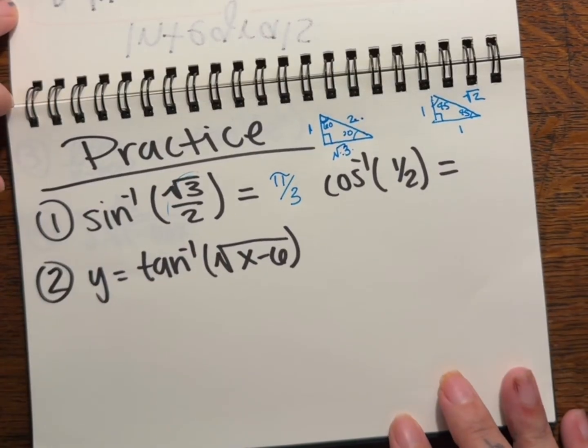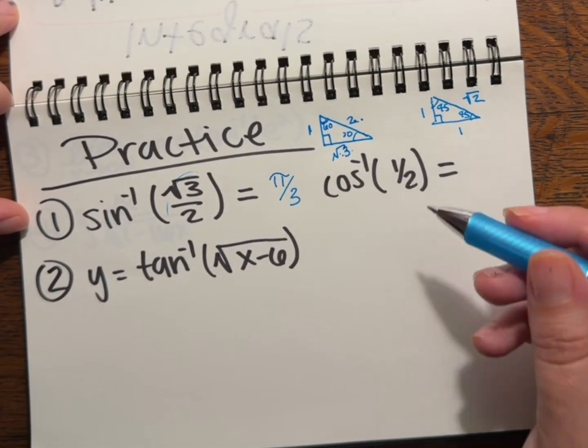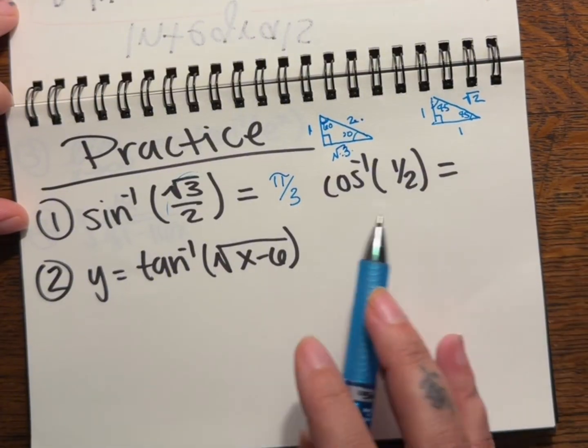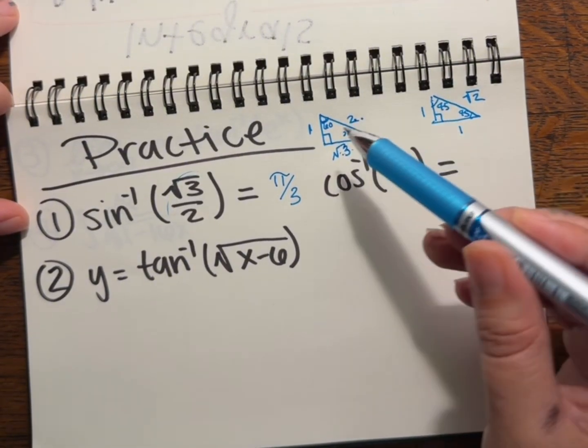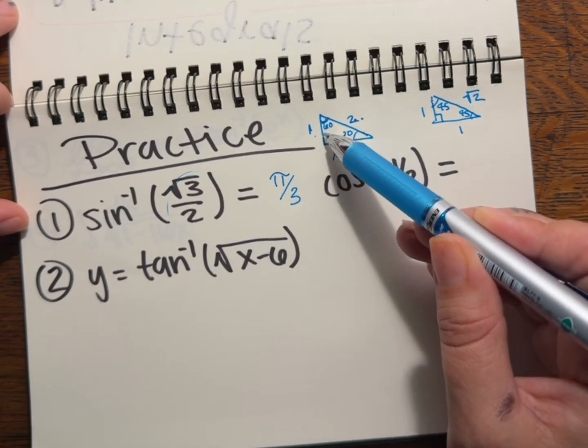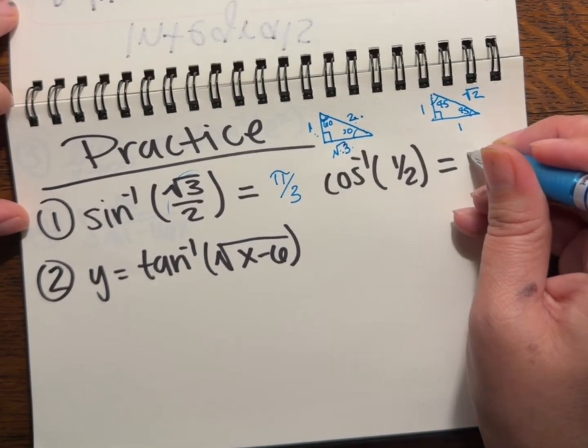And now let's do this one, the cosine. So which angle gives you 1/2? Cosine is adjacent over hypotenuse. So we want 1 over 2, so adjacent to 60. So that's also going to be pi over 3.